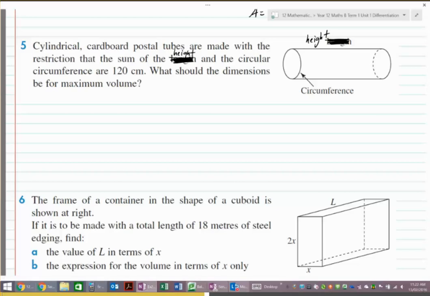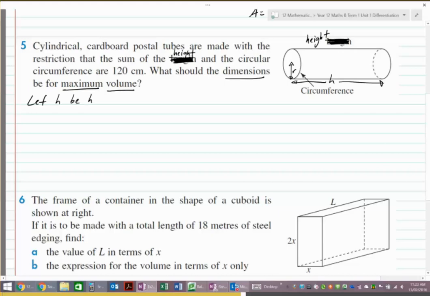Okay, so what's the thing I'm trying to maximize or minimize here? What should the dimensions be for maximum volume? I'm trying to maximize the volume and I'm talking about the dimensions. The dimensions of a cylinder are typically the height, which we'll call h. They've drawn the diagram for us, and we typically use the radius r. We could use the diameter, but all our surface area and volume formulas refer to the radius, not the diameter. So be a good boy and define my variables.